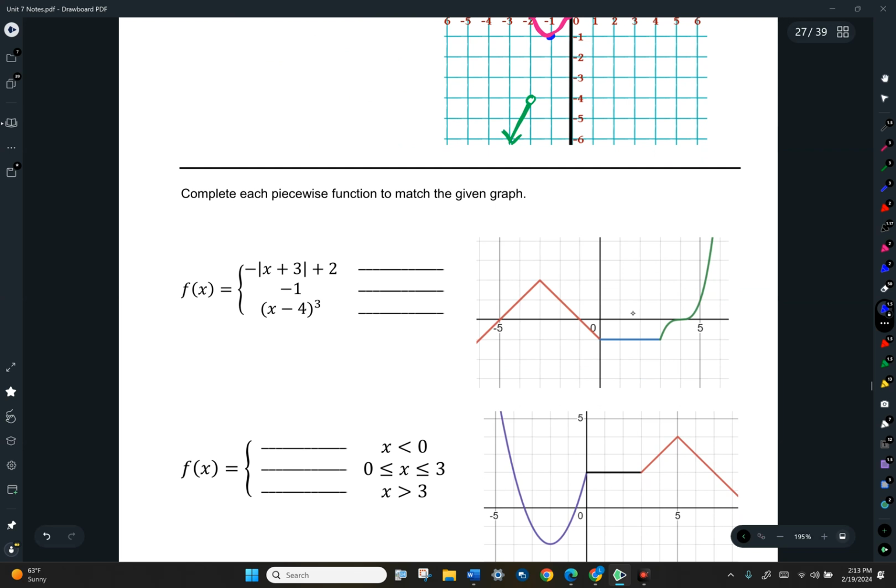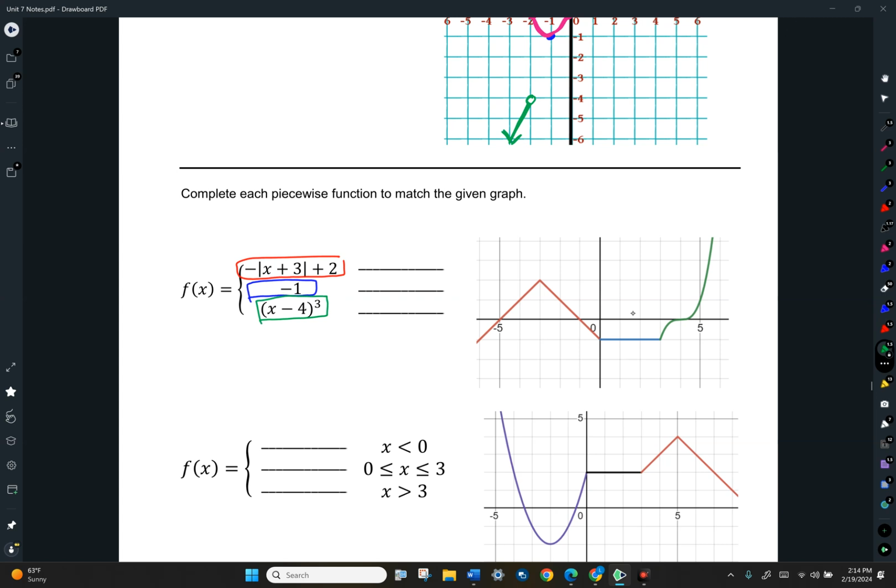Complete each piecewise function to match the given graph. All right, so here's what I'm doing. I'm giving you a graph. And then I give you part of the piecewise function, and I want you to give me the rest of it. Well, notice in this case, I can tell by looking at the graph, and I color-coded it, that first I have a red piece. Notice that's the absolute value graph. Then I have this blue piece, and notice that blue piece is just a horizontal line. So there's my equation. And then I have a green piece, and you see that the green piece looks like a cubic. So there's the green.